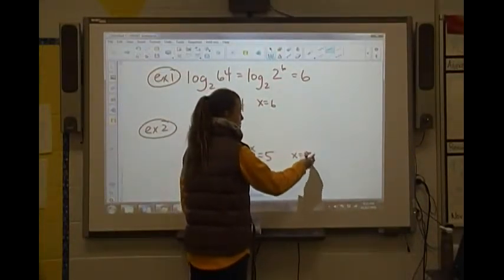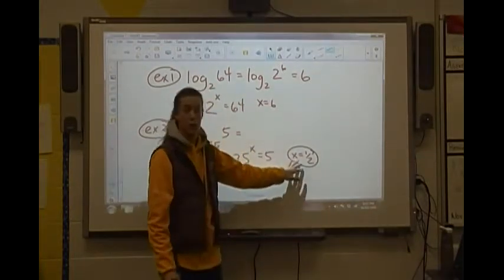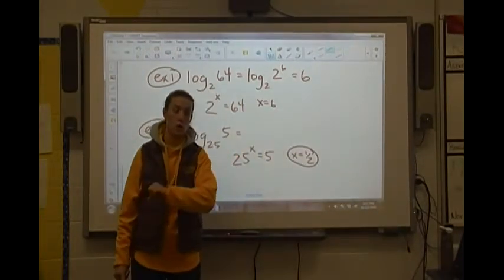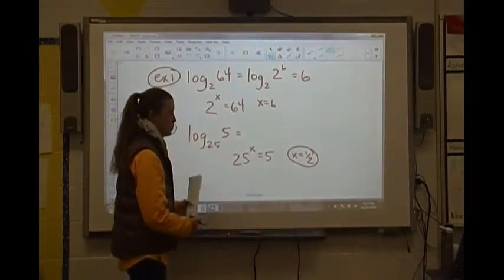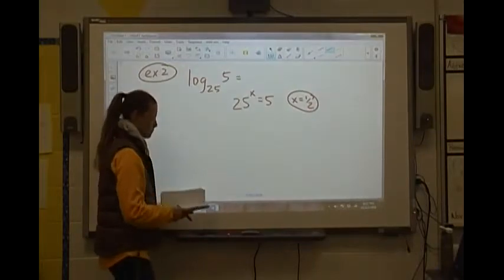Remember fractional exponents? If you have fractional exponents, 1/2 is equivalent to the square root, 1/3 is a cube root, 1/4 is a fourth root, etc. So we're going to use those quite often here.